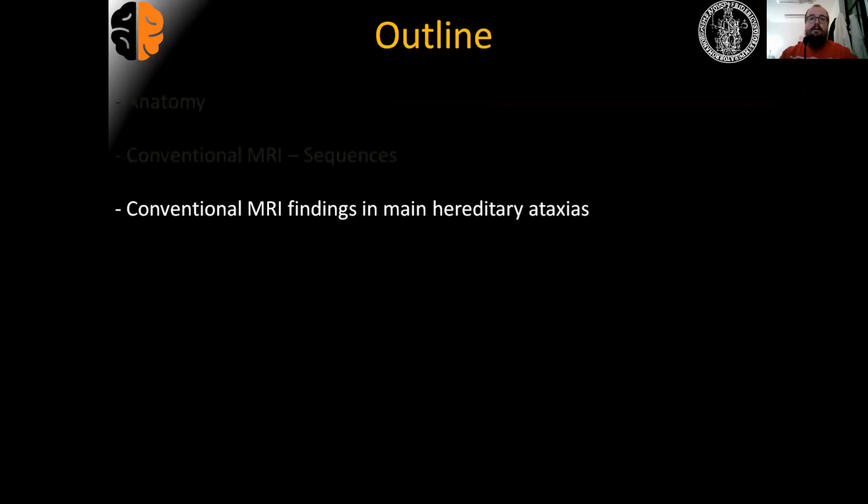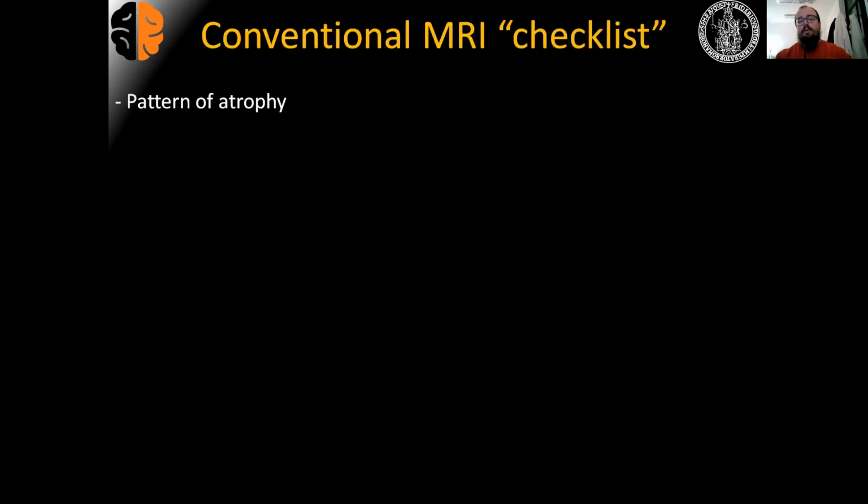Last but not least, of course, the conventional MRI findings in the hereditary ataxias. Actually, what you would like your neuroradiologist to do is to have a checklist. So when you evaluate images, you want to evaluate, of course, the pattern of atrophy, not just simply say cerebellar atrophy. You can divide, although even through qualitative evaluations, a pattern of atrophy with pure cerebellar atrophy or the involvement of the brainstem.